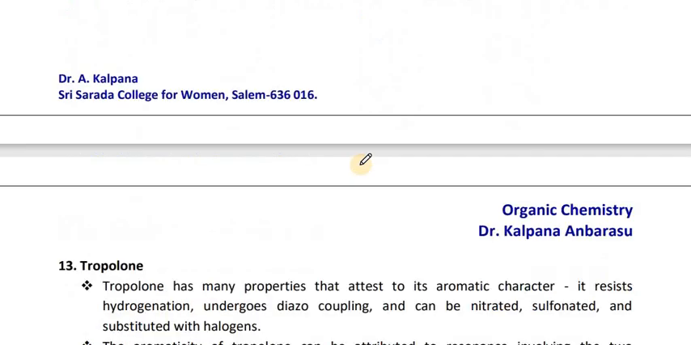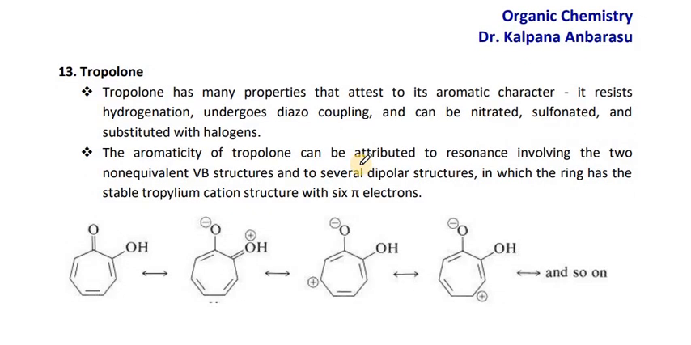Coming to tropolones. Tropolone shows aromatic character. It resists hydrogenation, it undergoes diazo coupling and can be nitrated, sulfonated and halogenated, that is, they show electrophilic substitution reactions. And the reason behind it is the concept of aromaticity and the existence of a dipolar structure.